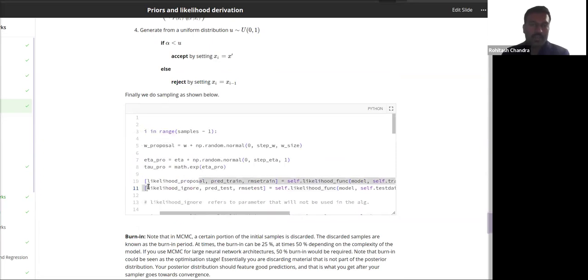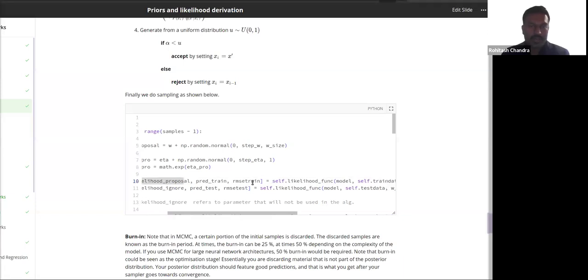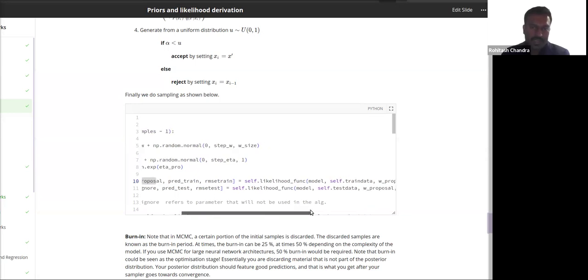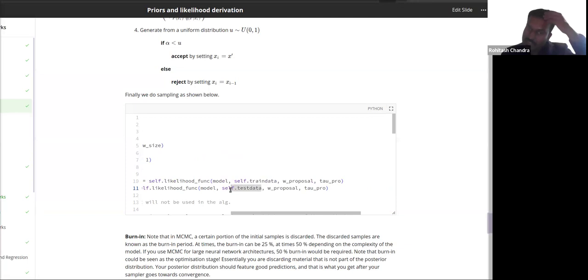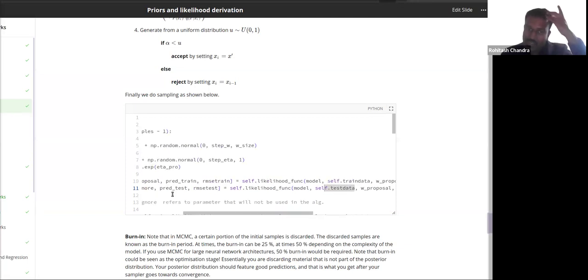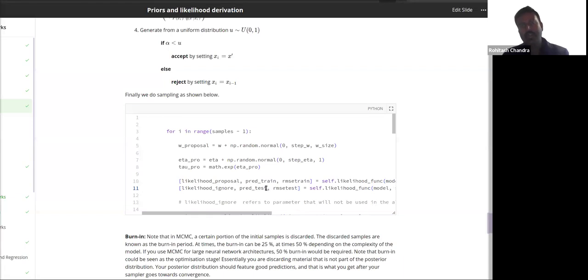So you got the likelihood for the proposal, the prediction train and RMSE train, and we did the same for the test data. But for the test data we are not interested in the likelihood. That's why we said here in the code likelihood, ignore. We're interested in the prediction test and the RMSE test.